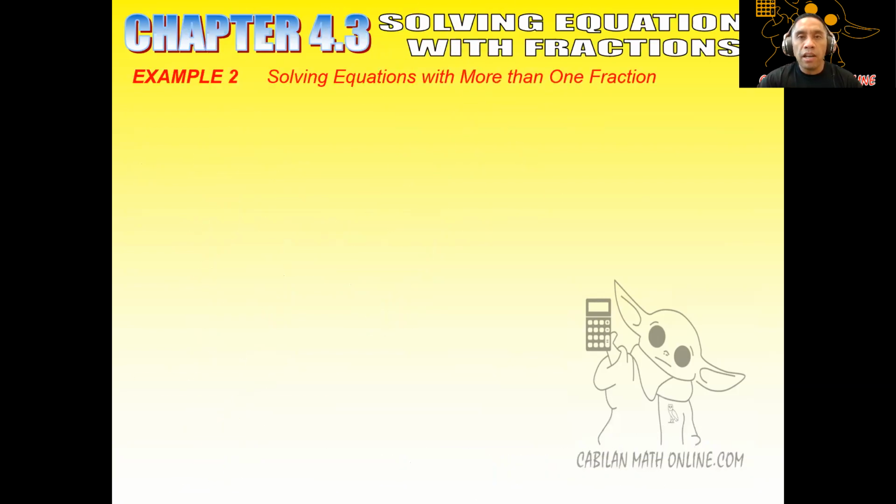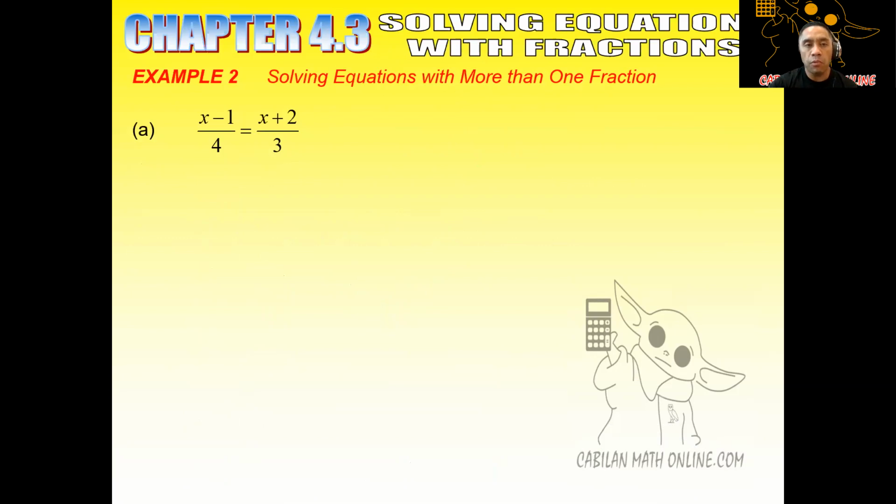Okay, so for the next one over here, we're now going to solve equations with more than one fraction, specifically ones that have different denominators. Now, the easiest way to do this, believe it or not, is to perform cross multiplication. Now, it's very important that you can see that when we do cross multiplication for this one, we are doing a multiplication of 2 terms once we do it.